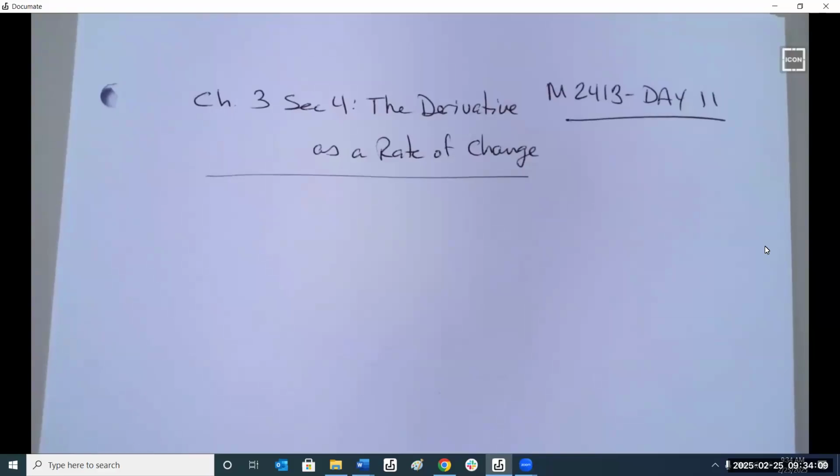In the last chapter, we looked at a rock falling. We looked at the average rate of change. We looked at the instantaneous rate of change using all sorts of algebra stuff. Now we're going to start using calculus.